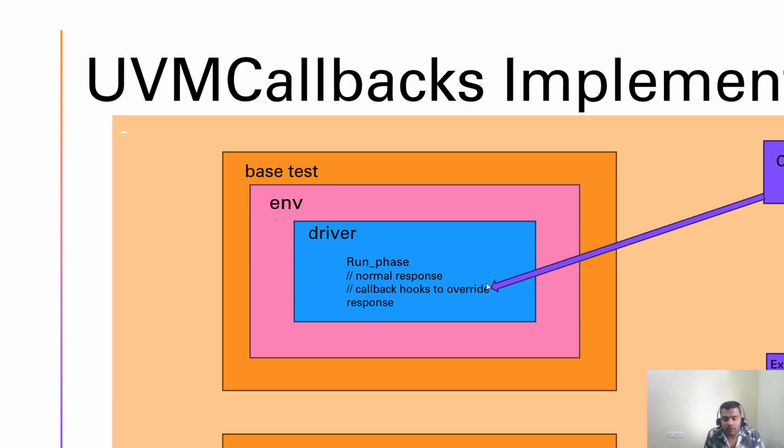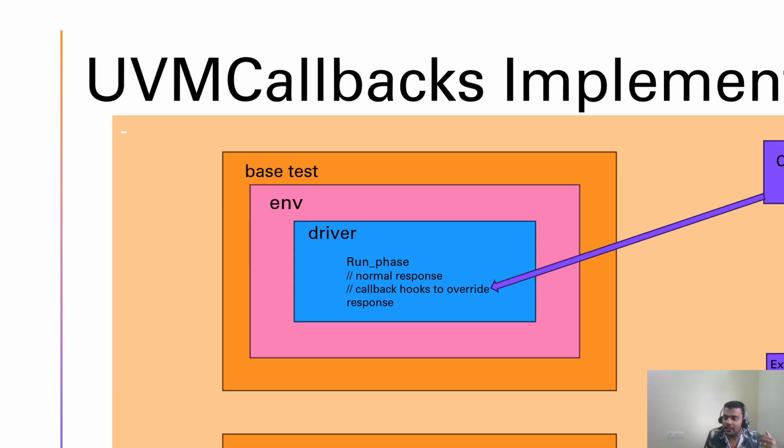Okay, and now what we will do here is, if we want to inject some errors, let's say slave error, we will extend this base test. This is essentially the inheritance plus override, where we will extend the callback classes and we will override the dummy methods. So that is what we will do here.